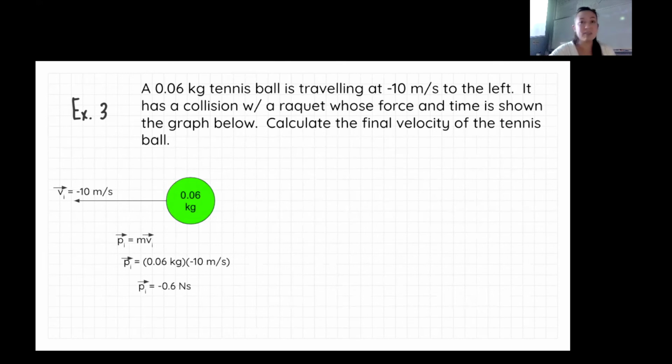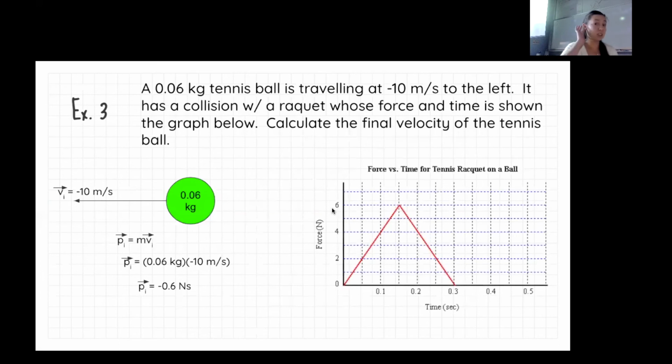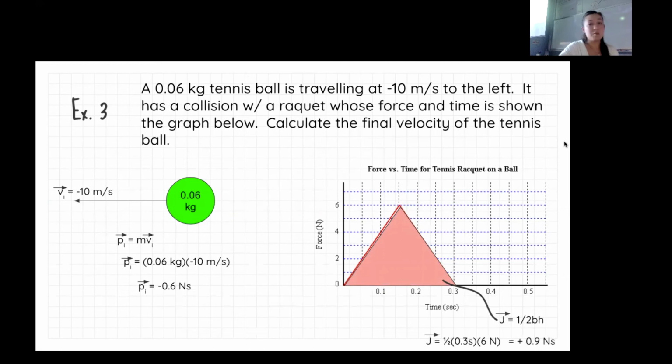But then we have some sort of smart racket that tells us that it applies a force of 6 newtons max over a time duration of 0.3 seconds. Since it's a graph, I can't just do force times time. I need to take the area under the curve. I'd be doing 1/2 a base of 0.3 times a height of 6. So this gets me an impulse of positive 0.9 Newton seconds.